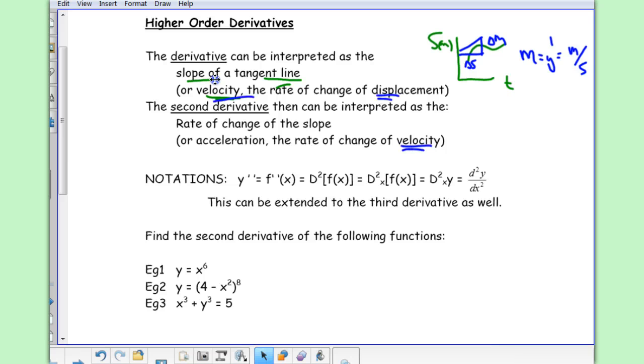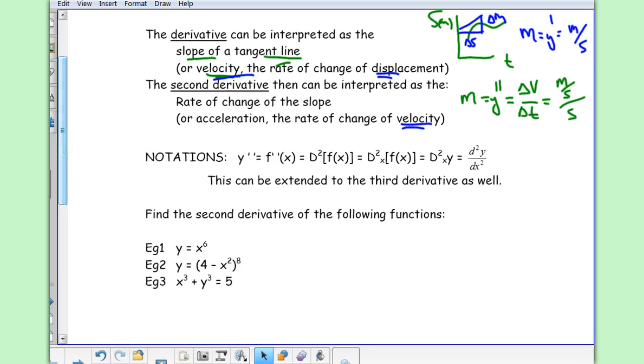But when you take the slope of a velocity graph, which would be the second derivative, the slope of that graph would be y double prime. You'd be looking at change in velocity over change in time. So now you're going to have meters per second per second. So when you take the second derivative, you're really looking at acceleration. So that's the purpose of taking a second derivative and others.